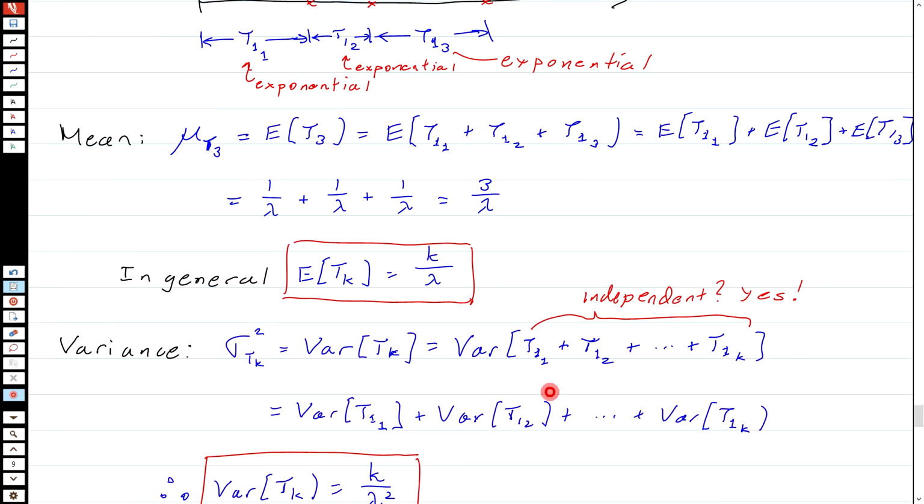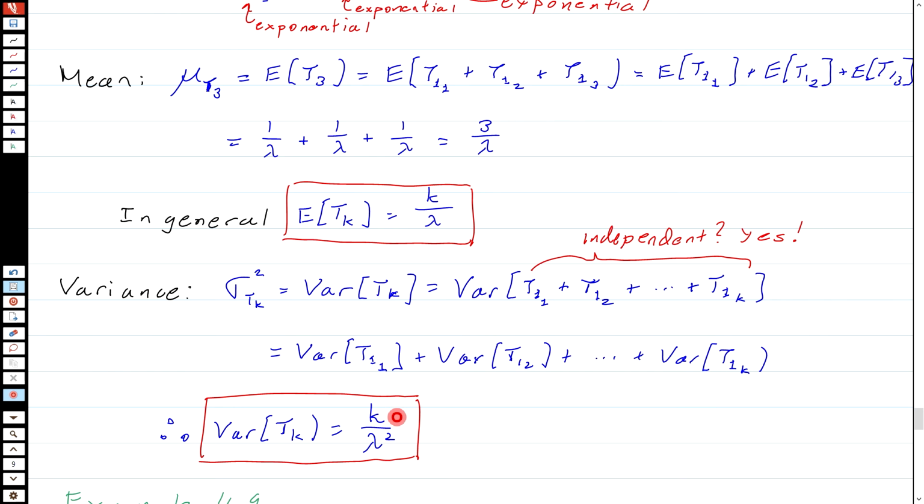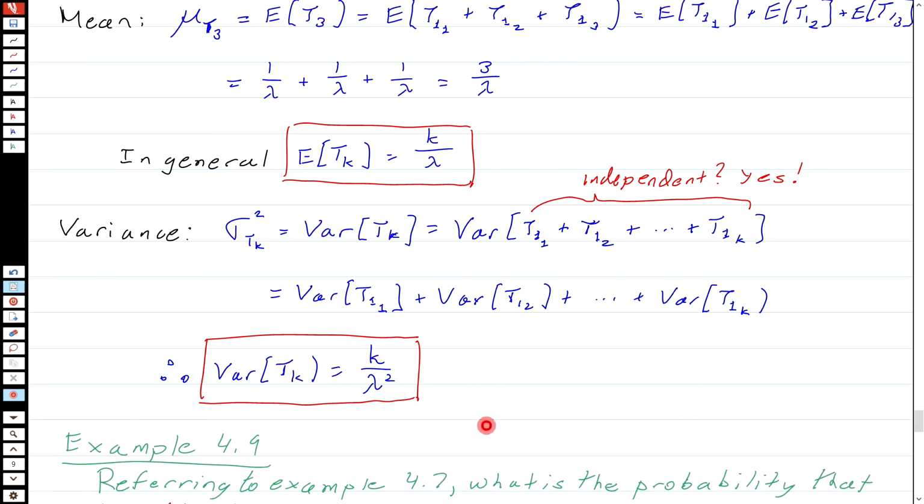For the variance of Tk, we use the same sort of idea. The variance is going to be the variance of this sum, and if these terms are independent, then the variance of that sum is just the sum of the variances that we have here. Because every trial is independent, the times between occurrences are also independent. So this variance of Tk becomes the sum of k variances. And each of those has variance 1 over lambda squared, so the variance of Tk is k over lambda squared.